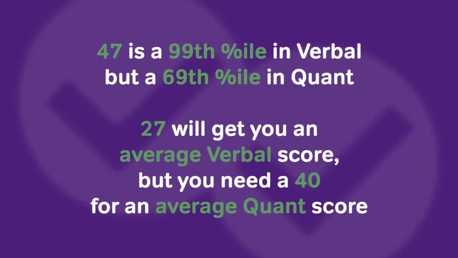So the first thing you need to know about GMAT Math is that your quant section scoring is going to be totally different than your verbal section scoring. Now, both sections are scored out of 51, but that means entirely different things for each section. So a couple of examples. A 47 is a 99th percentile in verbal, but a 69th percentile in quant. A 27 will give you an average verbal score, but you need a 40 for an average quant score.